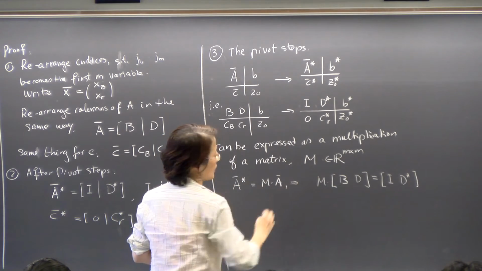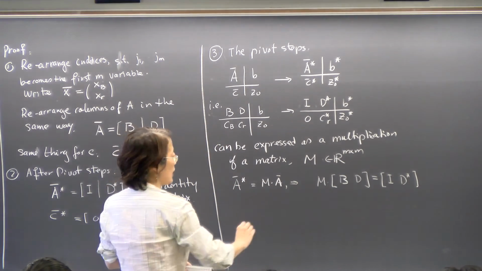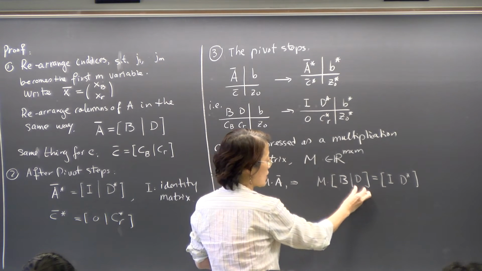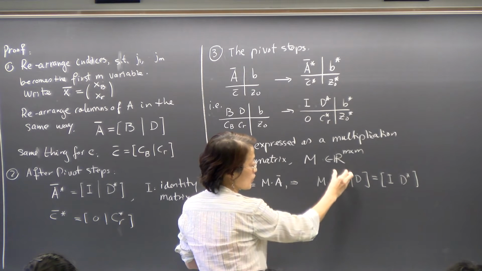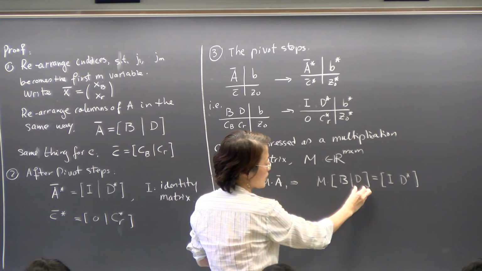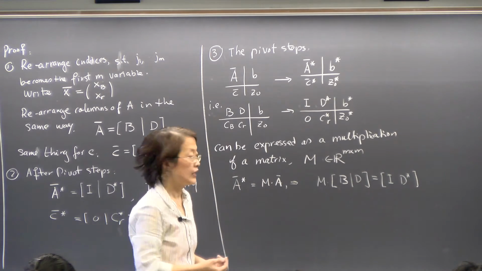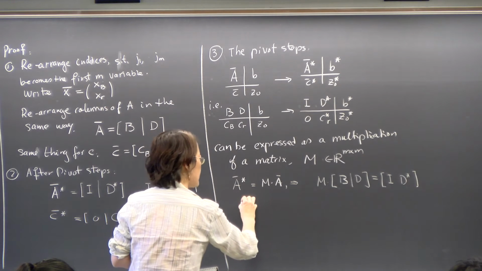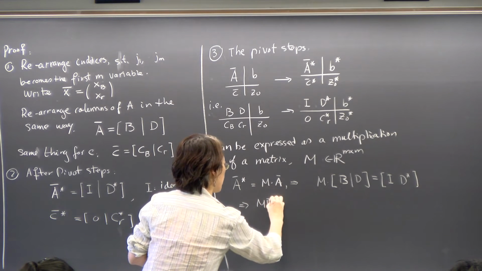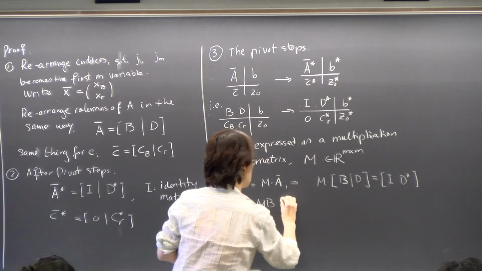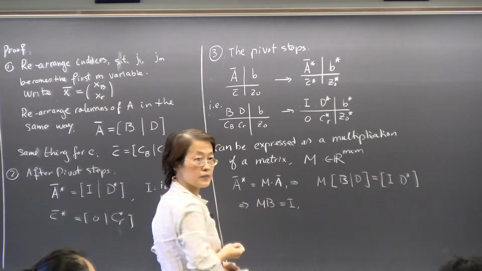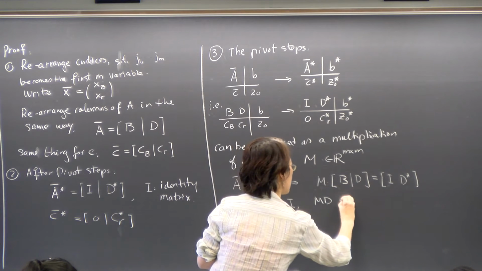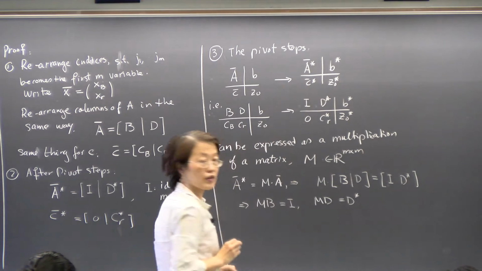This means that, okay, then this matrix multiplied by this matrix with two parts in it, I can multiply with the first to form the first part and multiply with the second to form the second part. And they must match I and D. Is that right? So this will give me the following. M multiplied by B must match the first part, which is the identity. And M multiplied by D will match the second part, D star.